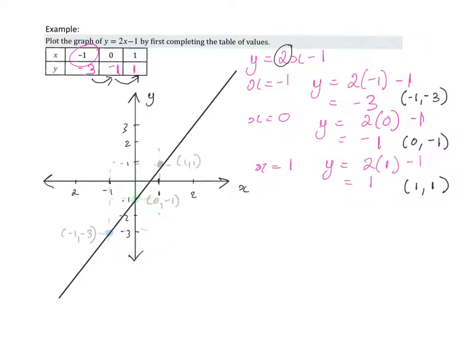So now the only thing left to do is to draw a straight line through those points. And I'm going to label that straight line. I know that it is y equal to 2x minus 1. So that is a straight line that has been drawn because it has been plotted first.